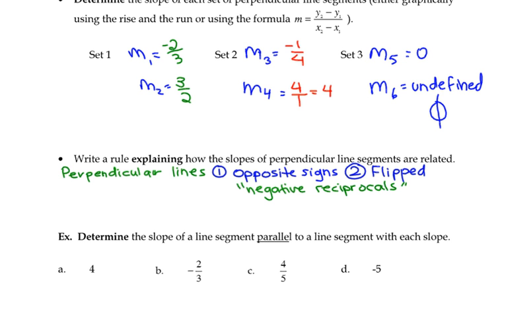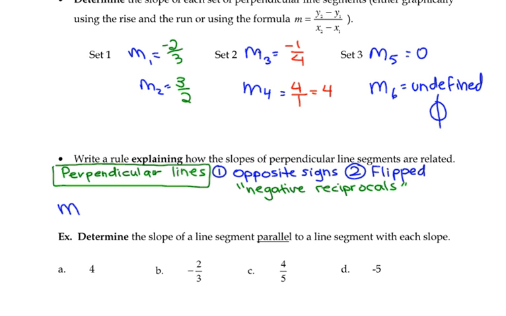So why do I say negative? Well, a negative of a negative becomes a positive, and if it's a negative of a positive, it becomes negative. So it's opposite signs and flipped. The math way of saying that is negative reciprocals. Now there's another thing that's really cool about perpendicular lines. So these are the properties. And because they're opposite signs and flipped, they have a special property, and that's the following.